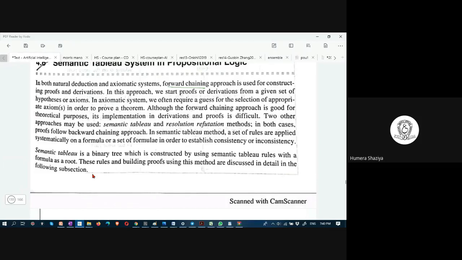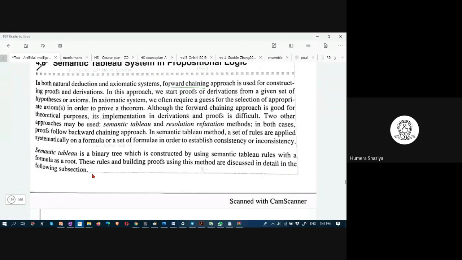Sometimes it may be true, sometimes it may be false. We learned that there is a tautology. In tautology, everything is true. Likewise, it can come out to true or false, but in forward chaining, you begin with a proof or derivation from a given set of hypotheses or axioms. Hypothesis is given and proof or derivation has to be done. In axiomatic system, there is a need to make a guess for the selection of appropriate axiom. Which axiom to choose has to be guessed by looking at the statements which are given.